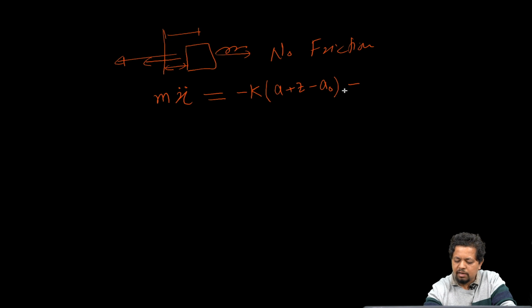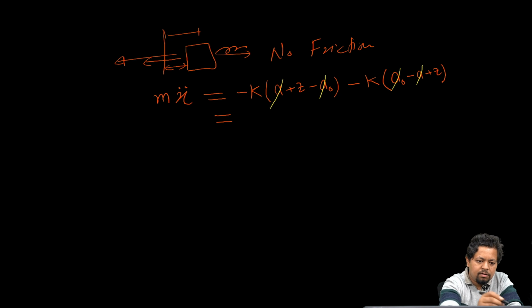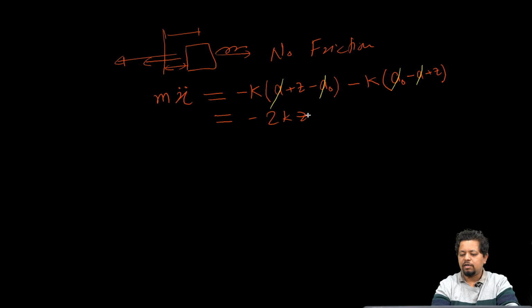So again I've got a minus sign for the force, and then I've got k, and the contraction is a naught minus a plus z. The length of the spring is a minus z, and a naught is the natural length, so a naught minus a minus z, which is a naught minus a plus z, is the elongation in the spring. Multiplied with k gives me the force, and if I add these two terms, I see that a and a naught cancel out, and I get minus kz from here and minus kz from here. So my net force is minus 2kz. That's what we did last time.